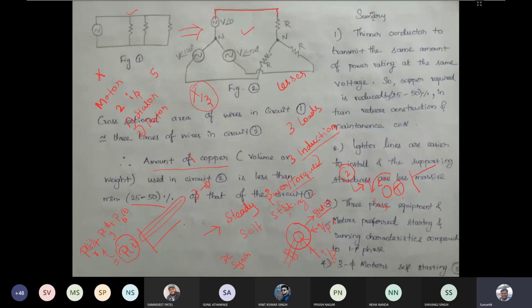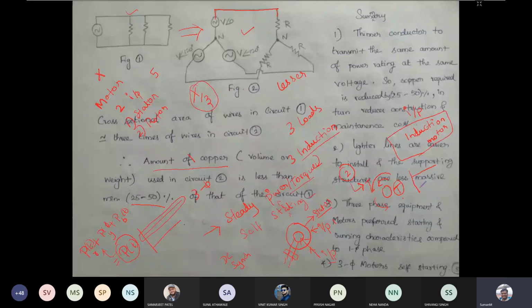In general, the other motors will have two inputs, whereas the three-phase induction machine has only one input. We will discuss this in detail in the fifth unit.